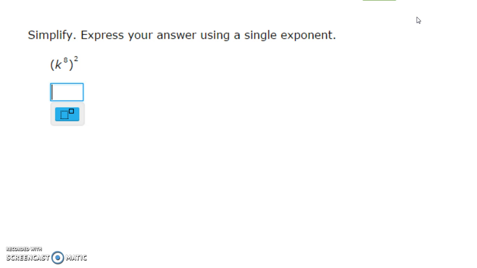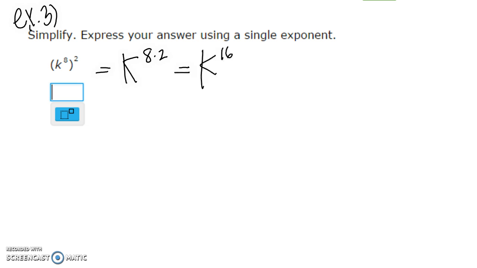All right, try this one on your own. This is example 3. K to the 8th power raised to the 2nd power. What do we get? We multiply the exponents, so 8 times 2, that's going to be K to the 16th power. Okay? Power to a power.